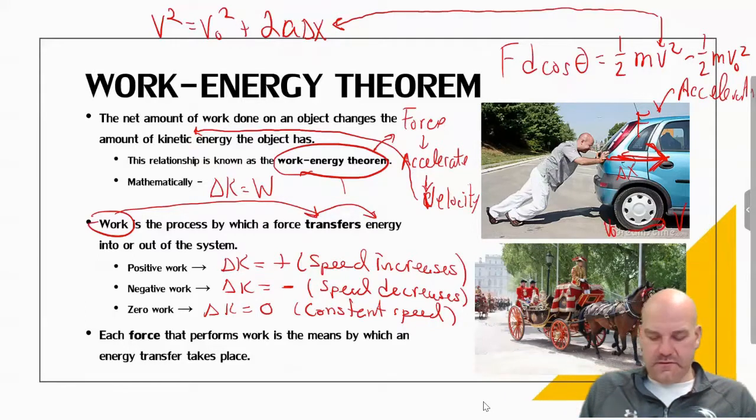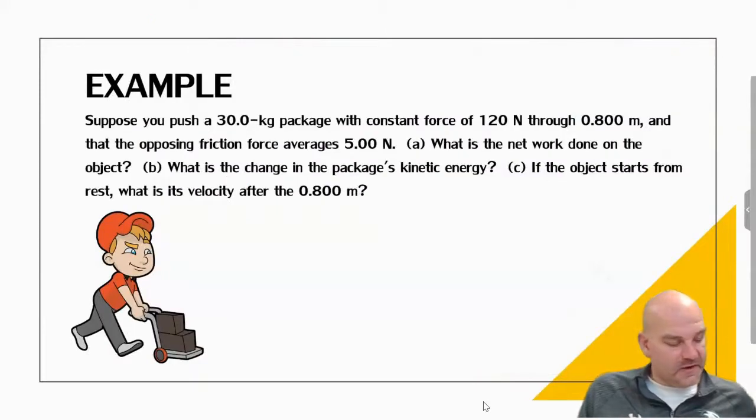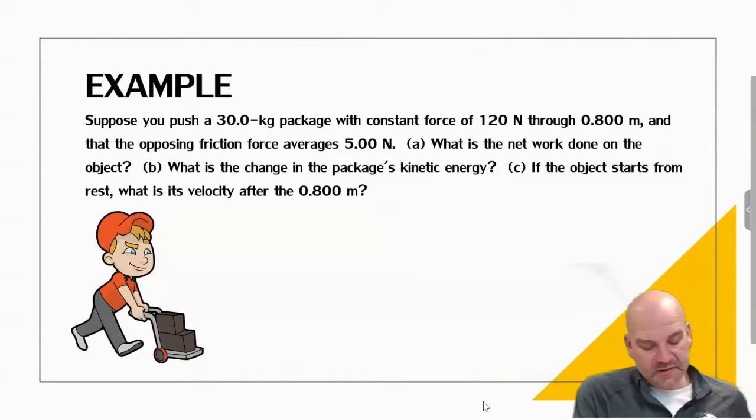So let's look at an example problem. Suppose you push a 30 kilogram package with a constant force of 120 newtons through 0.80 meters. The opposing friction force averages 5 newtons. What is the net work on the object? What is the change in the package's kinetic energy? And if the object starts from rest, what is the velocity after that 0.80 meters?